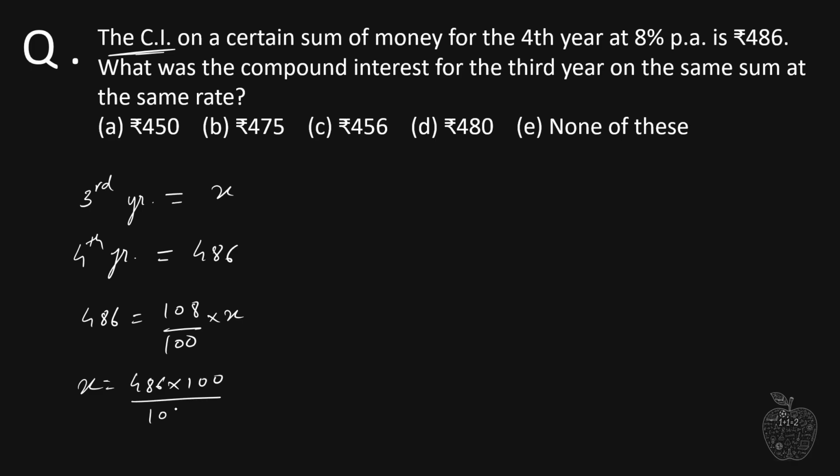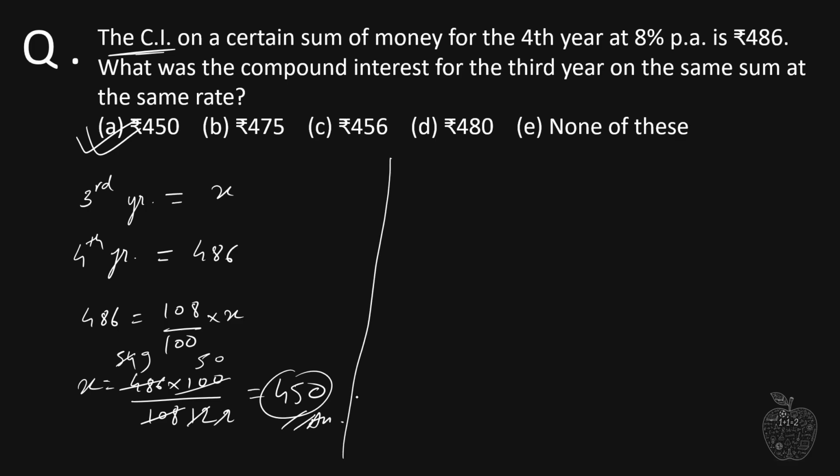over 108. So we get 9 ones are 9, 9 twos are 18, 9 fives are 45, which gives 450, and this is our required answer, which is option A. This is how students who are knowledgeable in this concept will solve the problem. But what is the concept behind this? I'll explain it to you in detail.